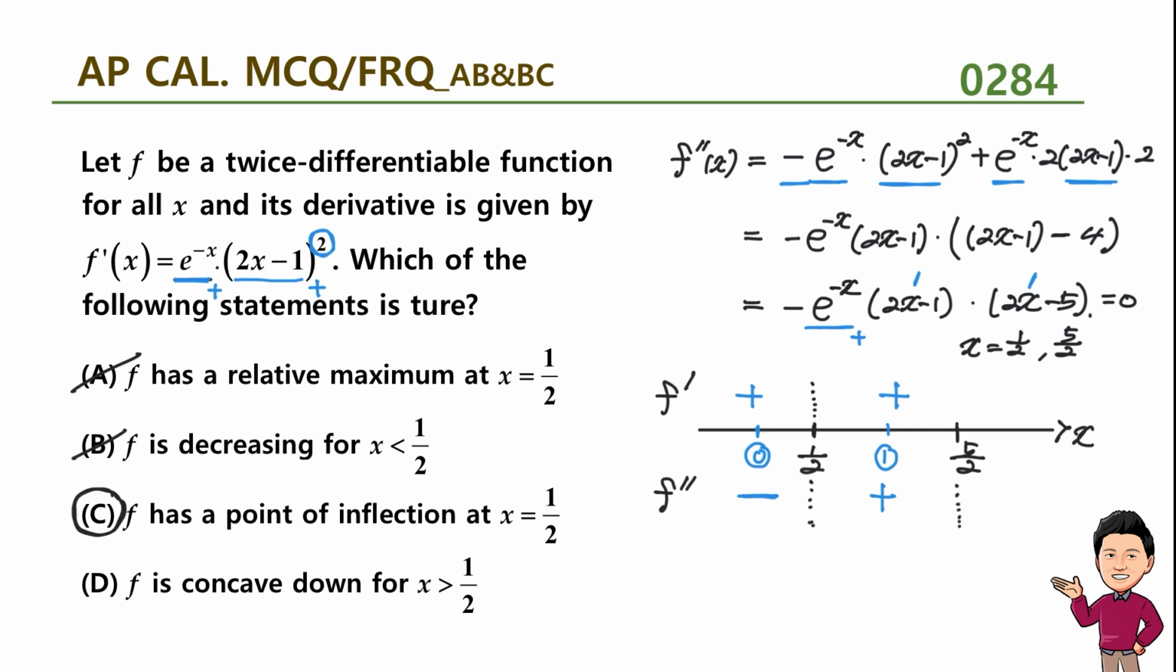Answer choice D: f is concave down for x greater than 1/2. When x is greater than 1/2, f double prime is positive, right? It's concave up, right? So this is not true. So the answer is C.